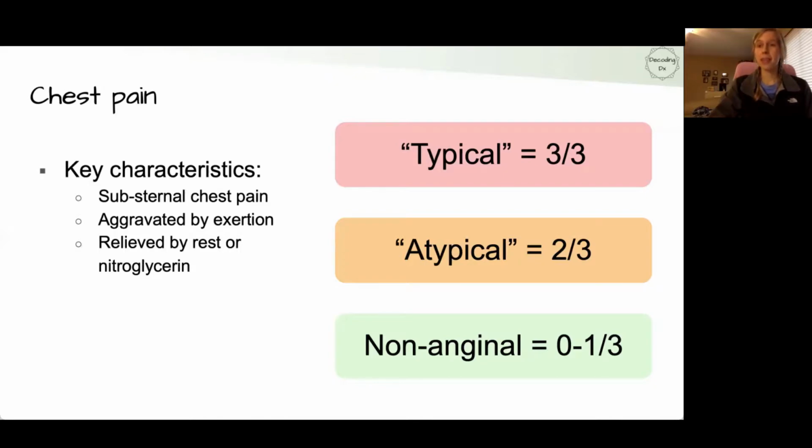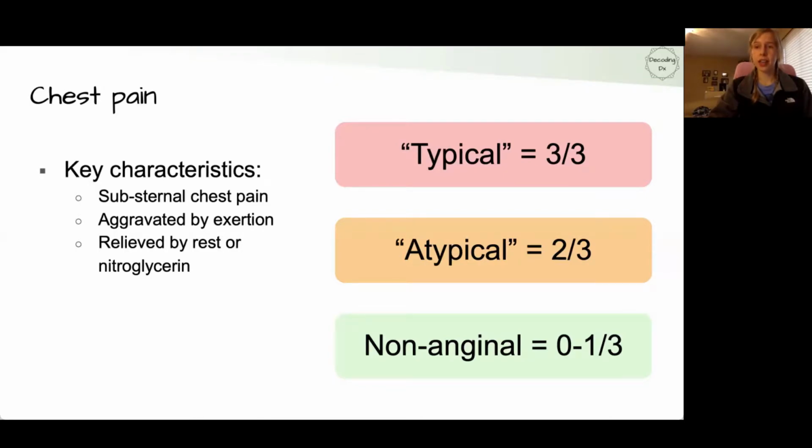You'll hear the term typical chest pain thrown around, and this is actually a very precise term. Key characteristics of typical chest pain in a medical situation are substernal, aggravated by exertion, and relieved by rest or nitroglycerin. Typical chest pain has all three of those characteristics. Atypical chest pain has 2 out of the 3, and non-anginal chest pain has 0 to 1 out of 3.